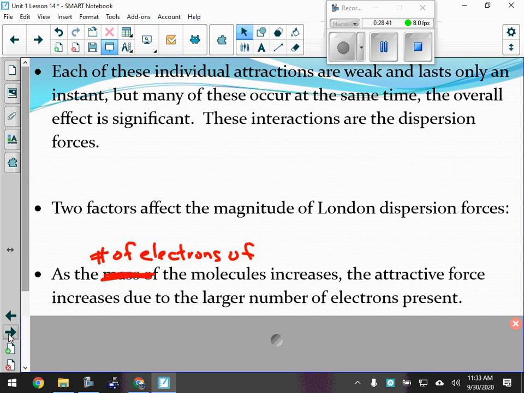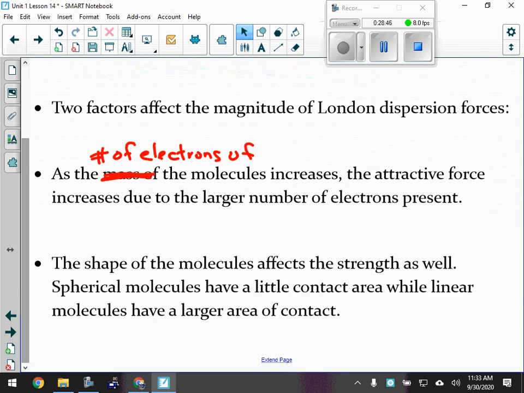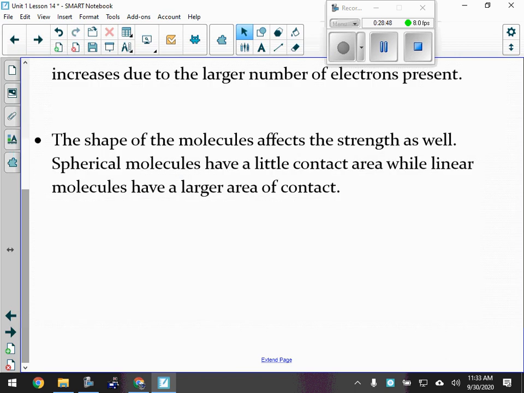So that's one thing to consider: size. The next one, like I said, is the shape. So there are two things you need to know, size and shape, and these are super important. So don't pack up yet.